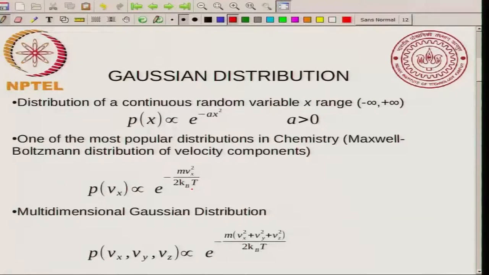Okay. You can think of a multidimensional Gaussian distribution. Here I have just one variable x in these two cases, x or vx. Now, what you have seen in the kinetic theory of gases is that you can have a probability of vx, vy and vz, and in that case, this is just proportional to e to the minus m (vx square plus vy square plus vz square) by 2 kB T. So, you can have one-dimensional and multidimensional Gaussian distributions.